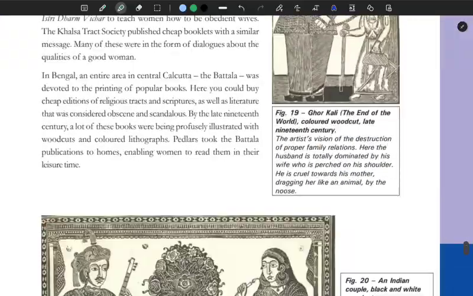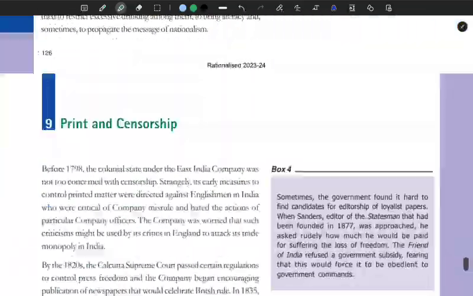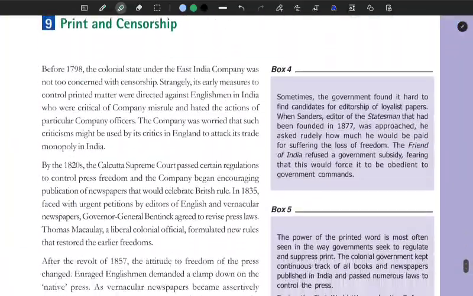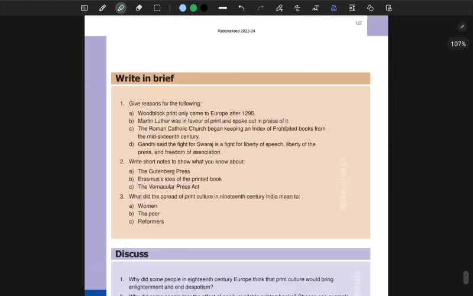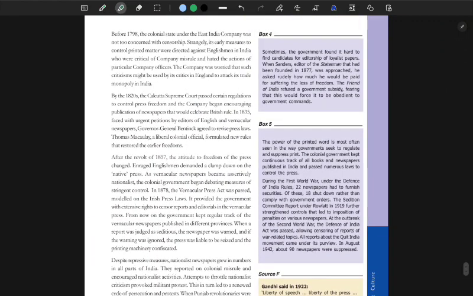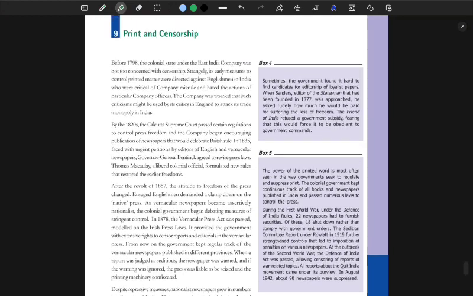And then we need to talk about print and censorship, right? Women and print हमने discuss किया. अब चलो, और print and censorship. We just have these little things and I have points. So regulations to control press freedom.